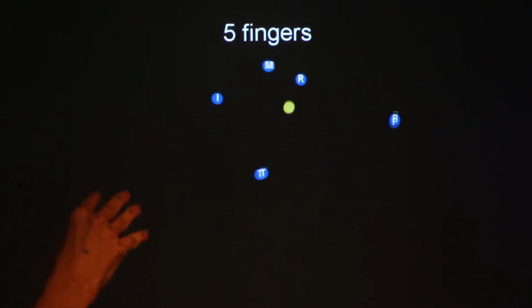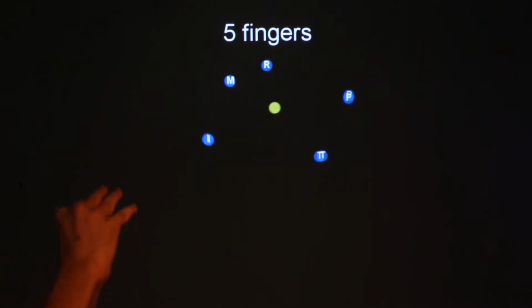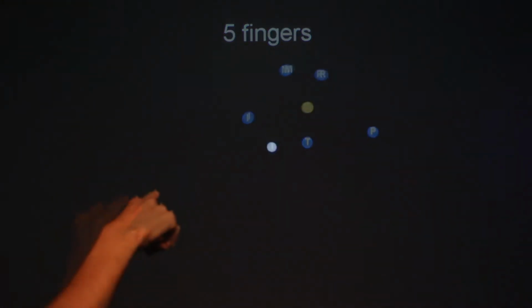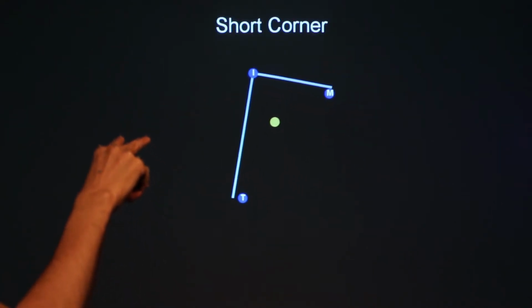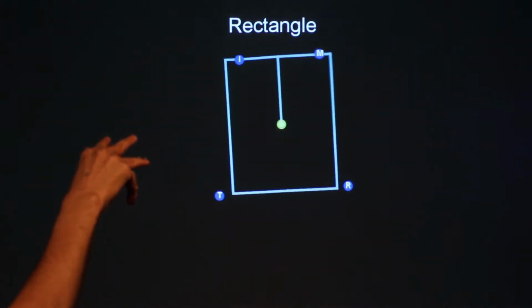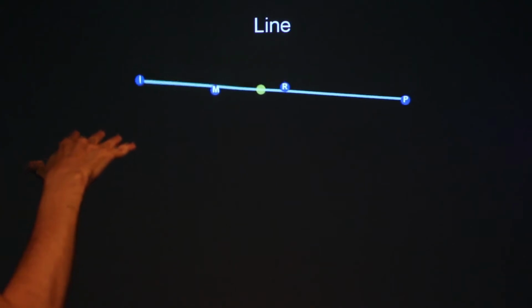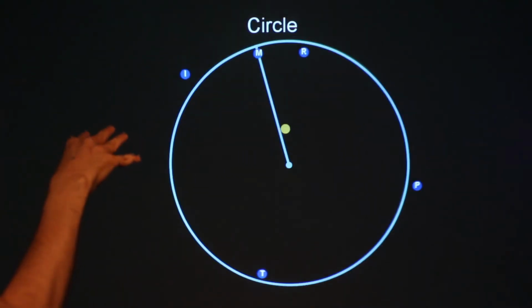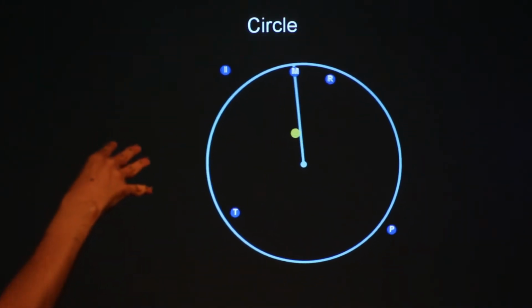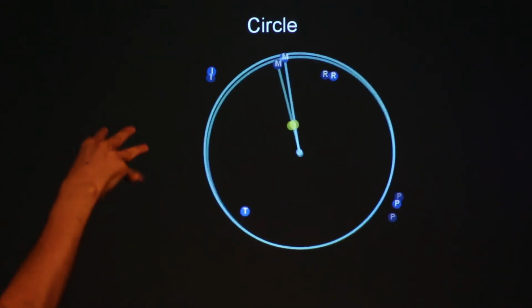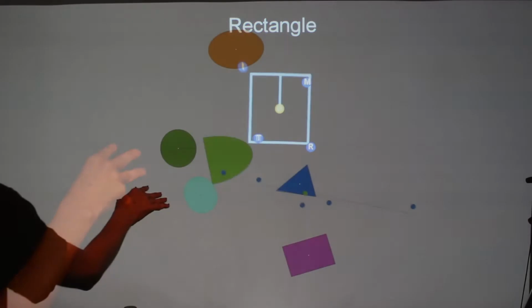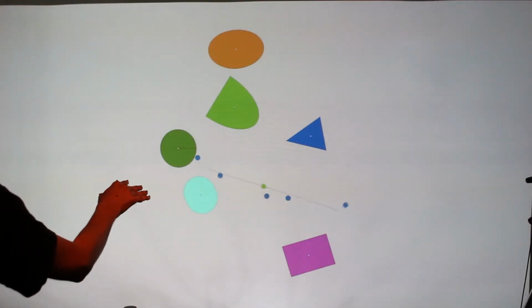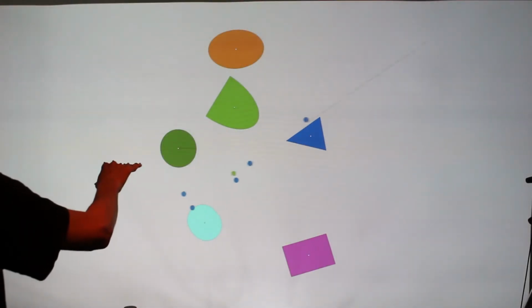In addition, the vocabulary can leverage specific shapes formed by the fingers like a 2-finger segment, a short corner, a rectangle, a line, a long corner, or a circle. The position and rotation can be controlled with all shapes. The scale can be controlled for all but the line. This multi-ray vocabulary can be used for different interaction techniques.